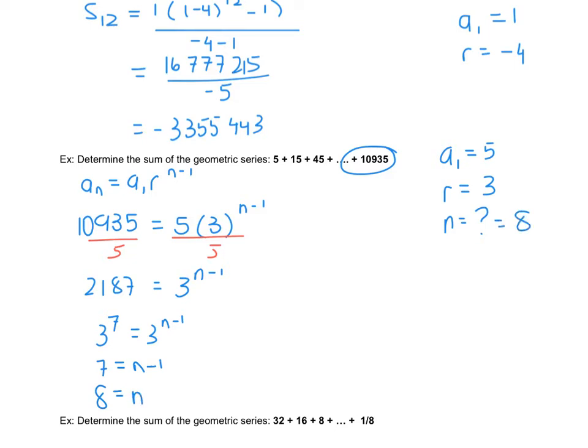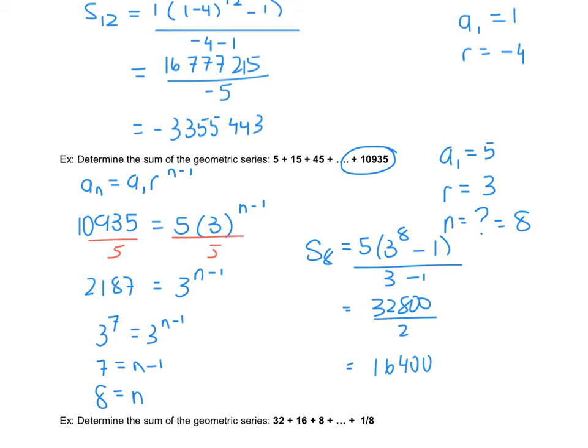So now that I have all of my information, I can find the sum of the 8 terms. So a1 is 5 times the ratio to the power of n, and then subtract 1 outside the exponent, and then r minus 1. You can do this all in one step if you want, or you can clean it up. So if I clean up my numerator, I get 32,800. My denominator is 2. So here is my total sum. The sum of this geometric series is 16,400.